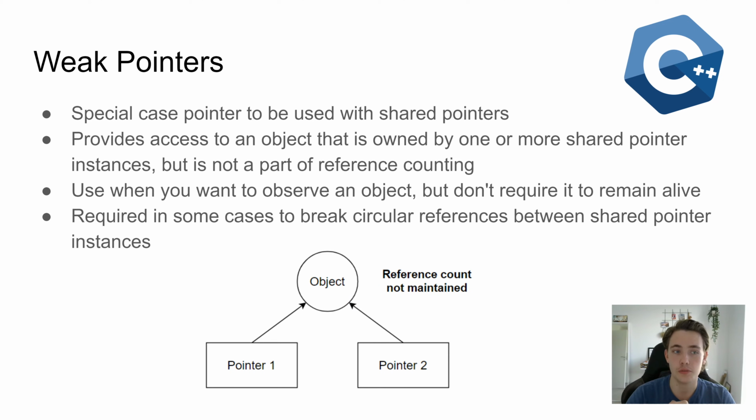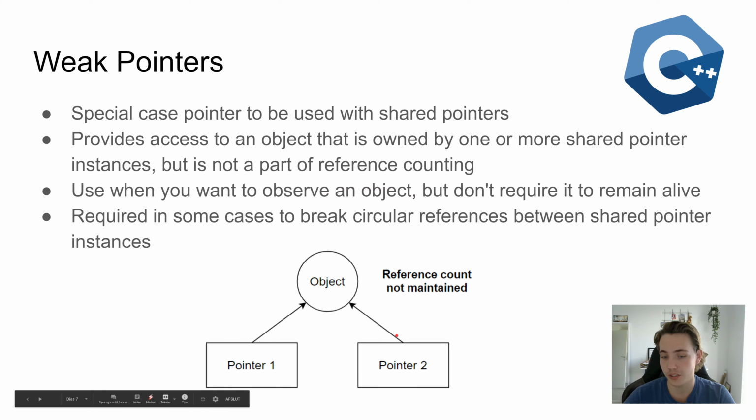Then we can also use weak pointers if we're using shared pointers in different special cases. The special case for the weak pointers is that it can be used with shared pointers because it provides access to an object that is owned by one or more shared pointer instances, but it is not part of reference counting. So it won't count how many pointers are pointing to the object. In the example down here, the reference count will not be maintained for the weak pointers, so we don't know how many weak pointers are pointing to that reference, because it is not part of the reference counting.